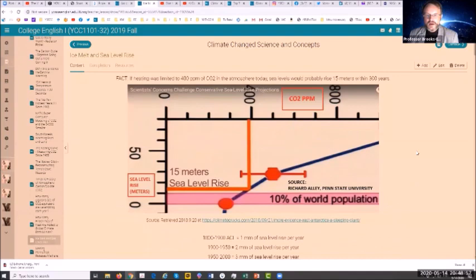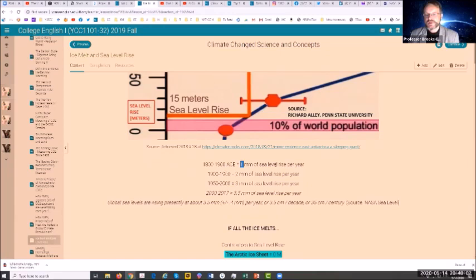So from 1800 to 1900, we had 1 millimeter of sea level rise per year. From 1900 to 1950, 2 millimeters, so it went up 100%. Then it went up 3 millimeters, so we're looking at a gradual increase. But look at this. This is what I want you to look at. From 2000 to 2017, it went up 3.5 millimeters, and we're still there right now.